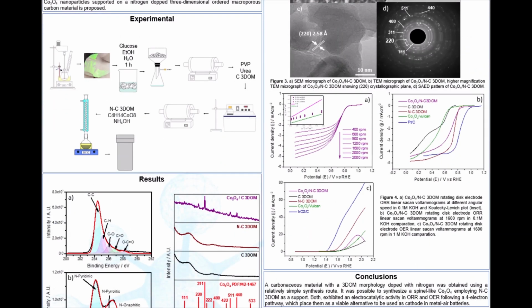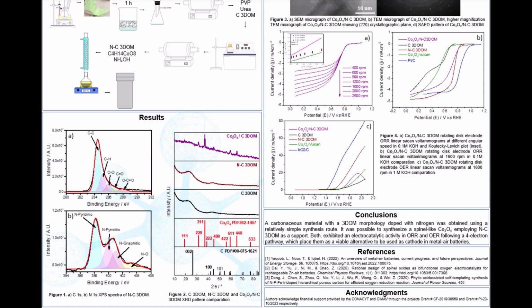In order to achieve this, three steps of synthesis and characterization were carried out. In the first step, a pristine carbonaceous material was obtained using glucose as a precursor. Then, this material was doped with nitrogen using urea as a doping agent. And finally, this was dispersed in ethanol with cobalt acetate, and an isothermal treatment was performed.